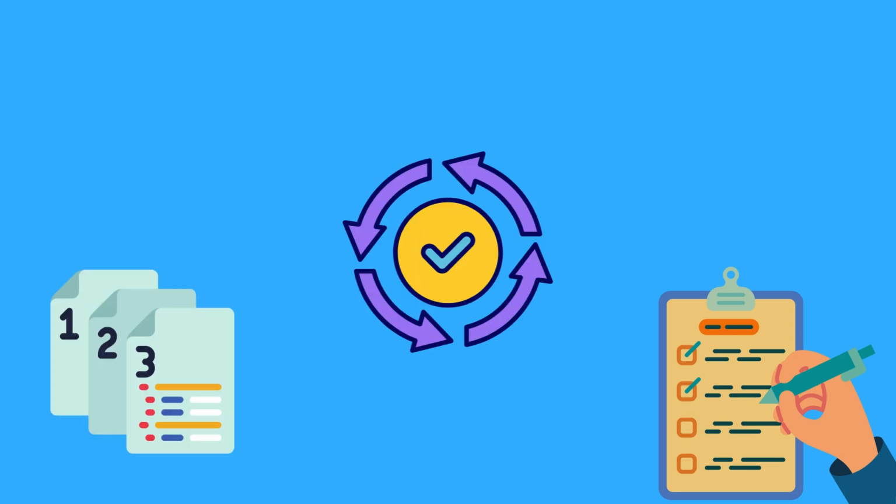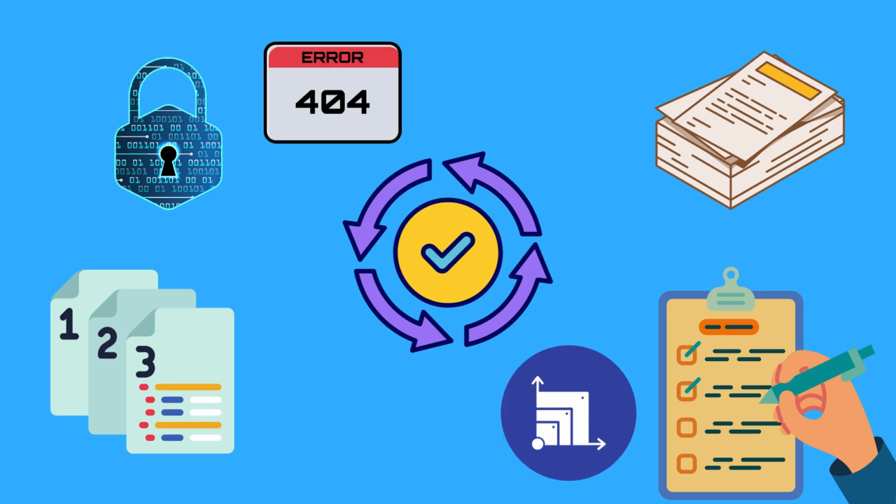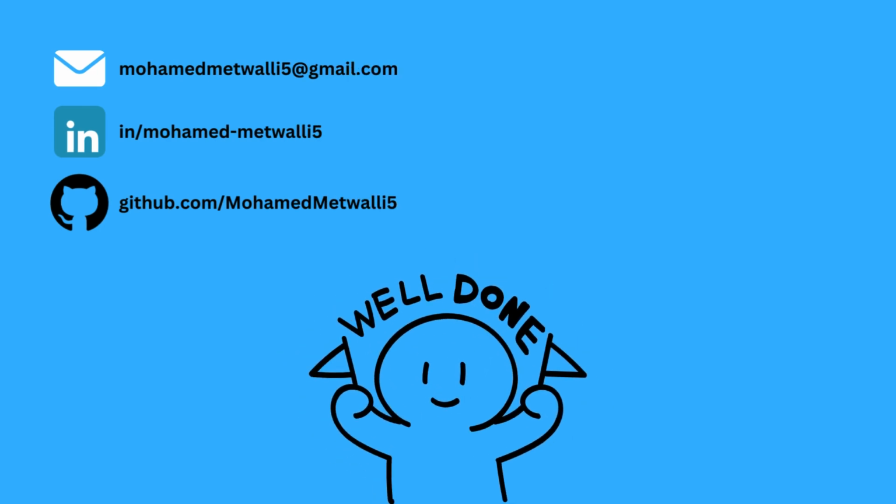And that wraps up our discussion on best practices for API design. We have covered key principles like using RESTful principles, designing for consistency, versioning, documentation, security, scalability, and handling errors gracefully. By following these best practices, you can create an API that's not only functional but also easy to use and maintain.